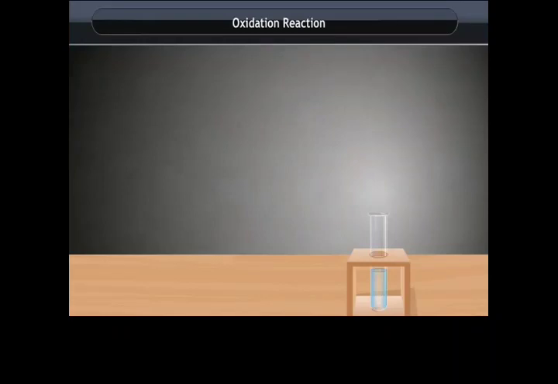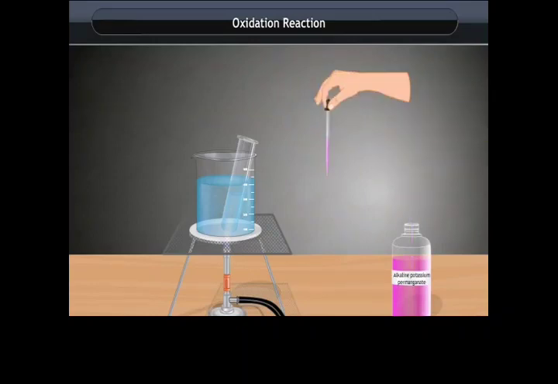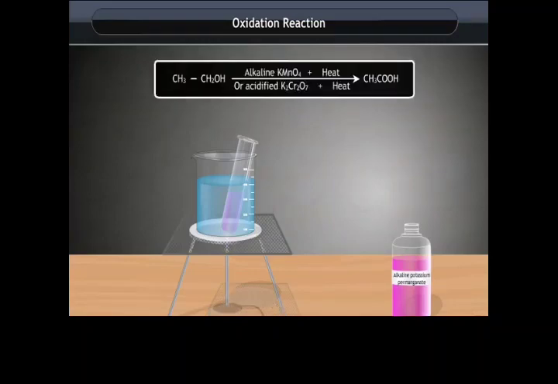Oxidation reaction. Let us do an activity. Take about 3 ml of ethanol in a test tube and warm it gently in a water bath. Add 5% solution of alkaline potassium permanganate drop by drop to this solution. You will observe that the purple color disappears on adding potassium permanganate to the ethanol solution. On adding potassium permanganate in excess, you notice that the color of potassium permanganate reappears in the solution of ethanol. From this activity, ethanol gets oxidized to give ethanoic acid in the presence of alkaline potassium permanganate.